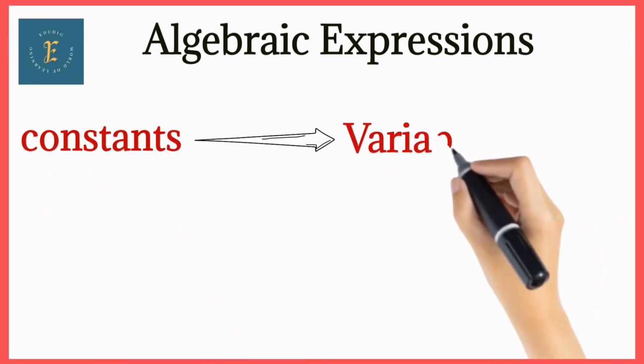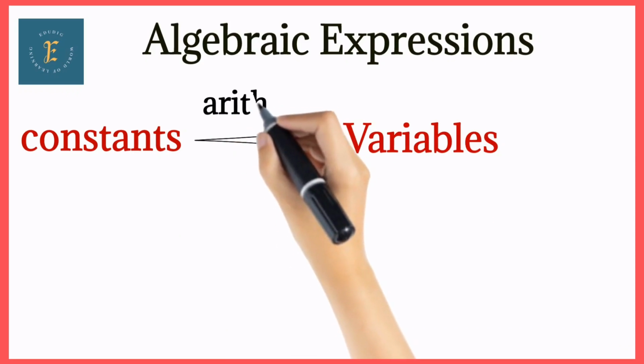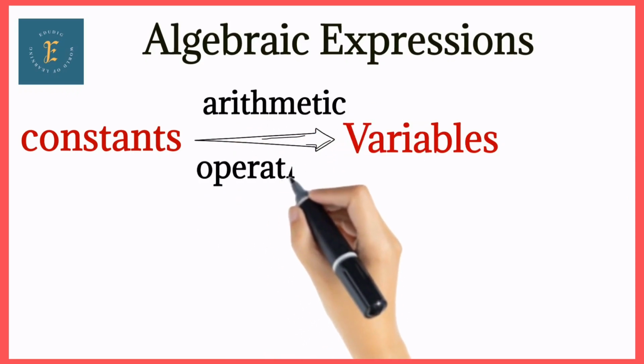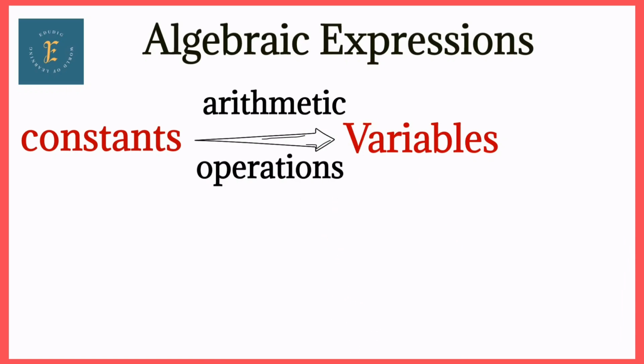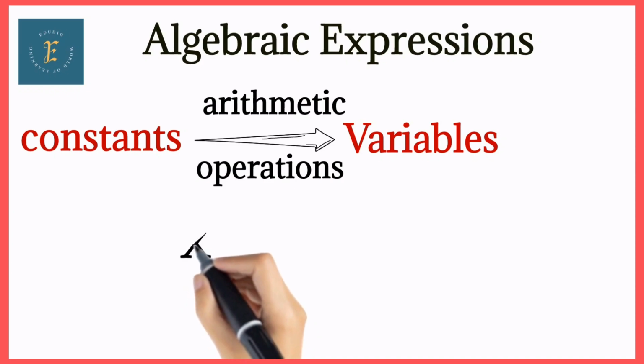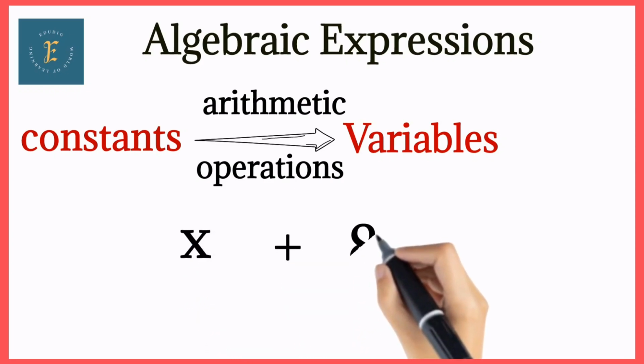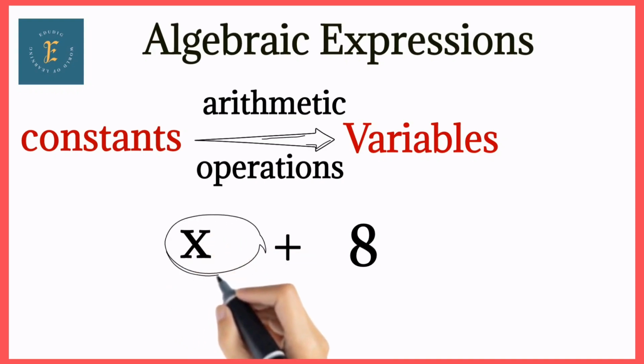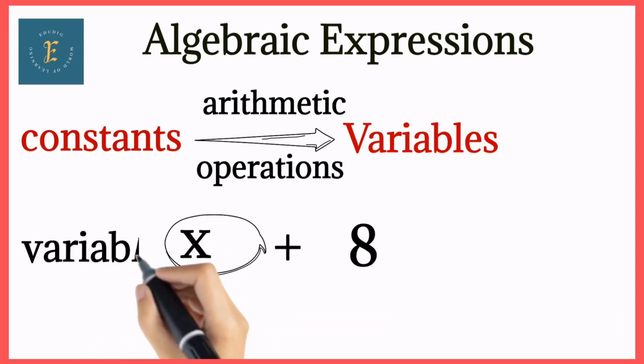When constants and variables are combined with any arithmetic operation, they will form an algebraic expression. So here arithmetic operation can be addition, subtraction, multiplication or division. So here the main two terms are constants and variables. Constant has a fixed value and variable means it has a varying value.